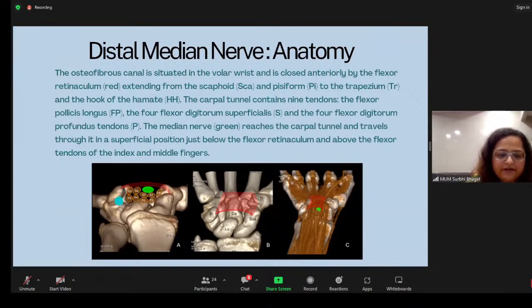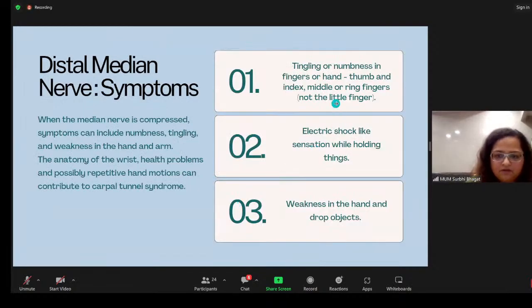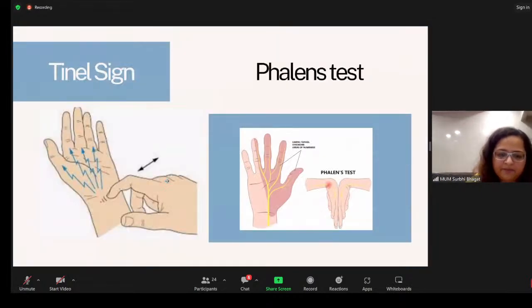So we all know about the flexor tendons, nine tendons going below, and the nerve is superficial. It can compress over here. Symptoms are tingling of fingers, hands and thumbs, an electric shock-like sensation. Sometimes it goes above to the elbow and even up to the shoulder. And the main symptom is weakness of the hand. We cannot wait till dropping of objects happens; even with the initial symptoms, we should try and address the patient.